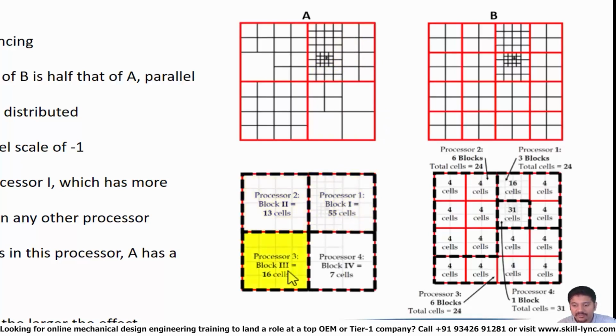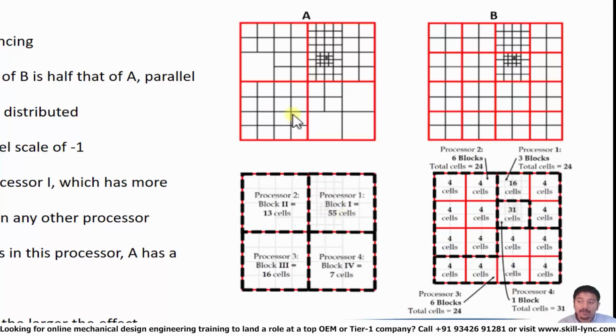Block number 3 has 16 cells, and block number 4 has just 7 cells. So this is very similar to the paper example that we talked about earlier. In this case, processor 1 is going to be a bottleneck because it has a large number of cells to process. It's going to take the largest amount of time.